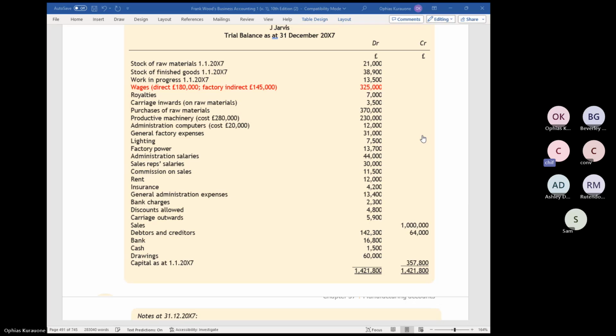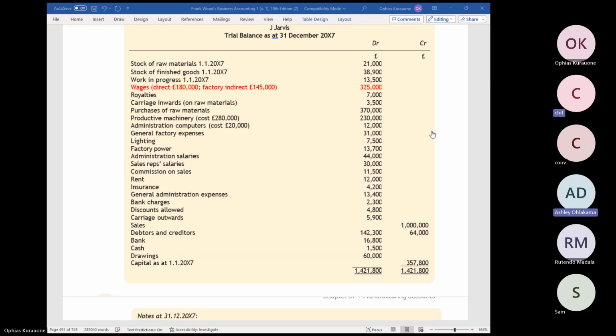Debtors and creditors. Debtors we have got 142,300 and creditors of 64,000. Then bank 16,800. Cash 1.5. Drawings 60,000. Then capital 357,800. Then our balances were 1,421,800.